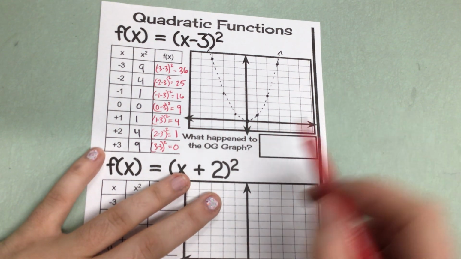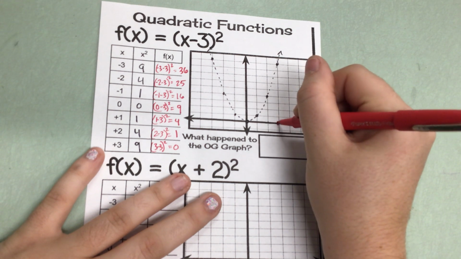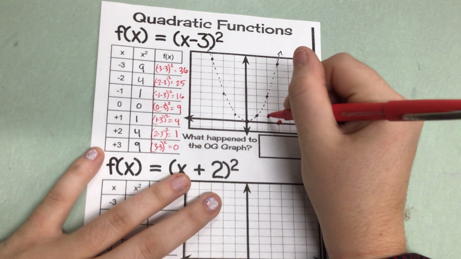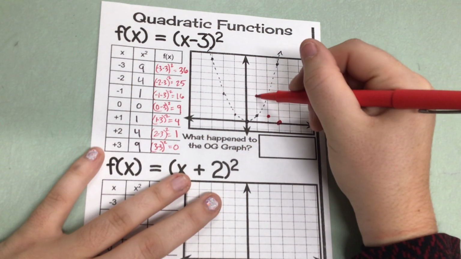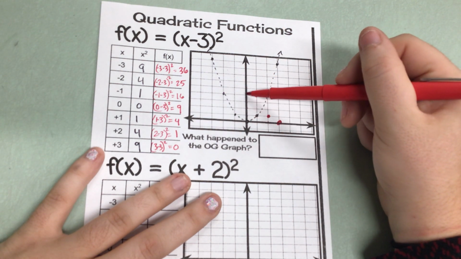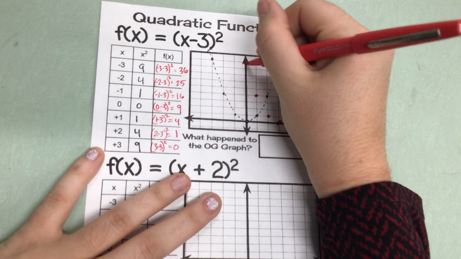So let's start plotting these points. I've got a 3, 0. 1, 2, 3. I have a 2, 1. 1, 4. 1, 2, 3, 4. 0, 9. 1, 2, 3, 4, 5, 6, 7, 8. About right there.